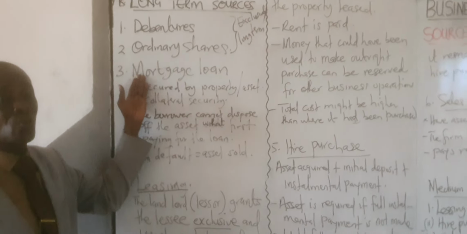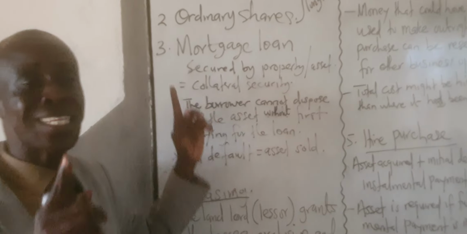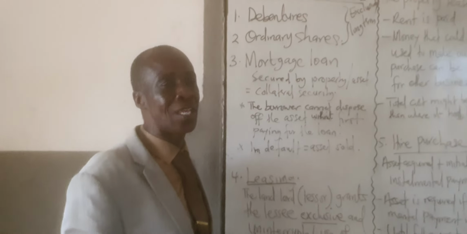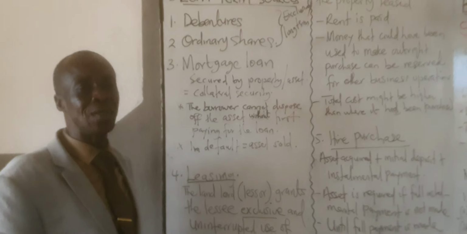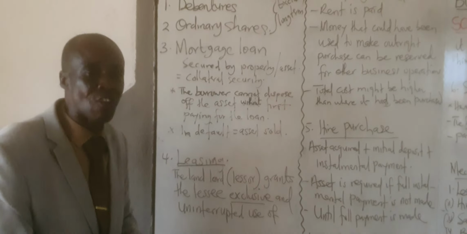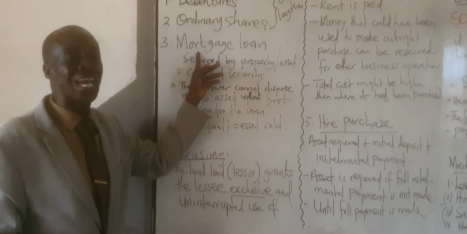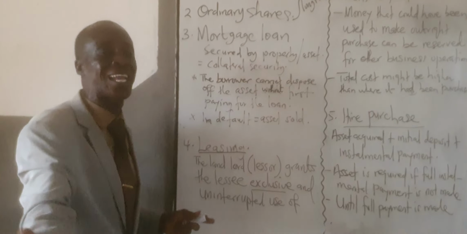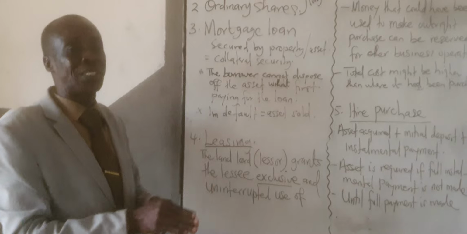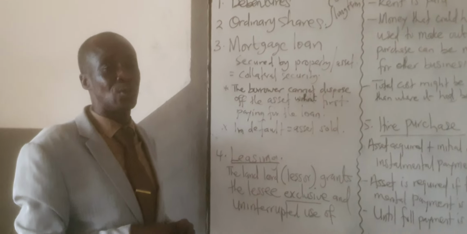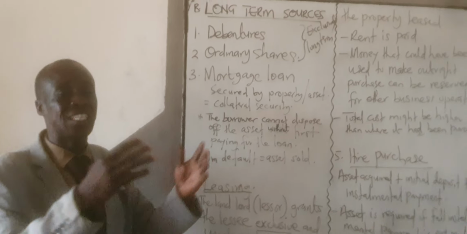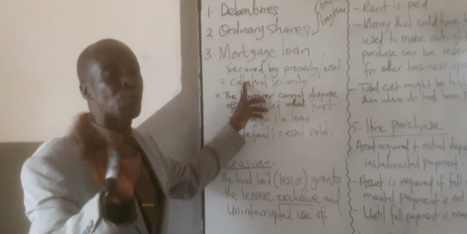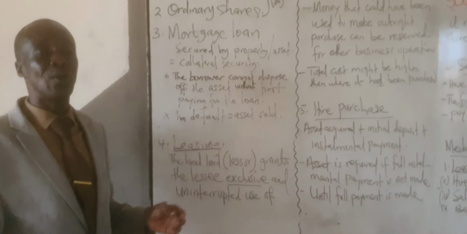Then you come to mortgage loan, or at times they say mortgage. It's a loan, but that loan is called a mortgage. You remember when we were talking about debentures, we said mortgage debentures and naked debentures. For the mortgage debentures, there must be an asset as collateral security. So when you say mortgage loan, it means you need to use an asset, a property, to secure it. Before you can get that loan, you must have a property that you use as security. So the property becomes collateral security, and if you are not able to pay the loan, that asset will be sold. You can never dispose of that asset until the loan has been paid.